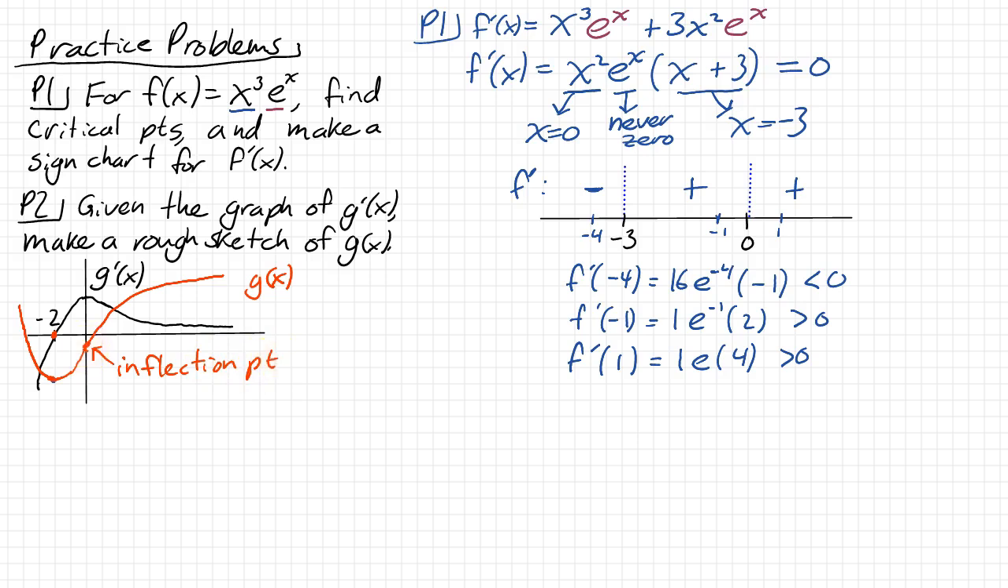And from that point, g prime starts decreasing, so that means g should be concave down out here. It looks like it's not only concave down, but it's approaching being horizontal the further to the right we go, because g prime gets closer and closer to 0. So anyways, that's this section.